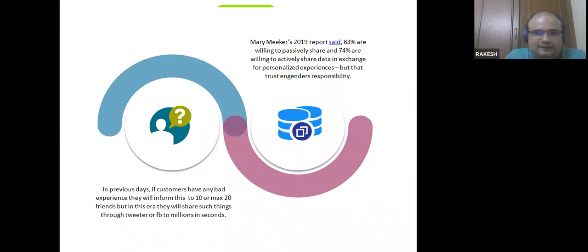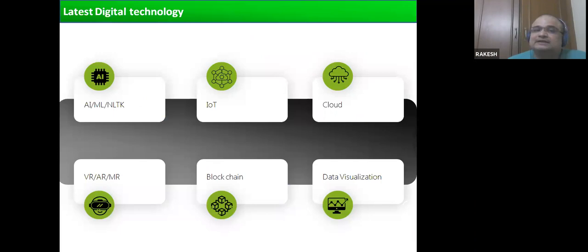So this I explained on previous days: if any customer has a bad experience, it will reach up to one or two people. But 83% are willing to pay and share their data and experience. Partially, some of them, 70%, are actively willing to share their data in return for a personalized experience. So personalization and customization itself is a big topic.